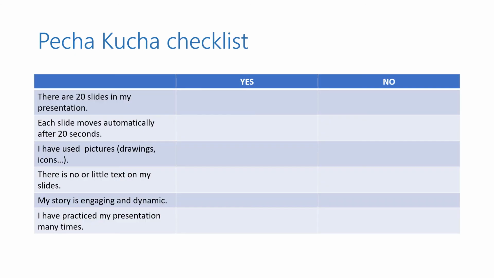After you finish your presentation, you should use this Pecha checklist to check whether you did all of these things. So your presentation should have 20 slides. Each slide moves automatically after 20 seconds. You have used pictures, drawings, icons. There is no or little text on your slides. Your story is engaging and dynamic, and you have practiced your presentation many times.